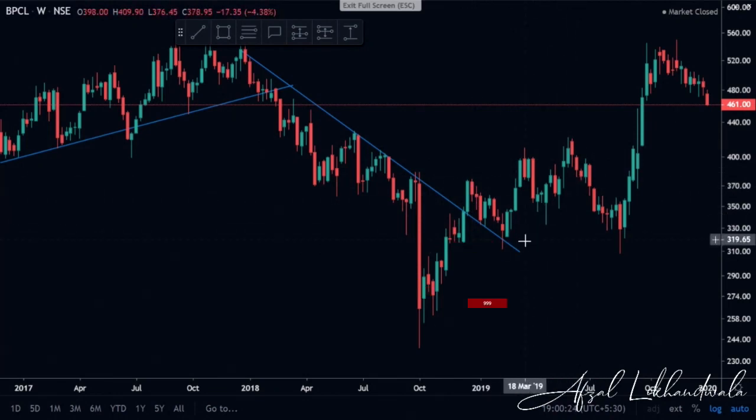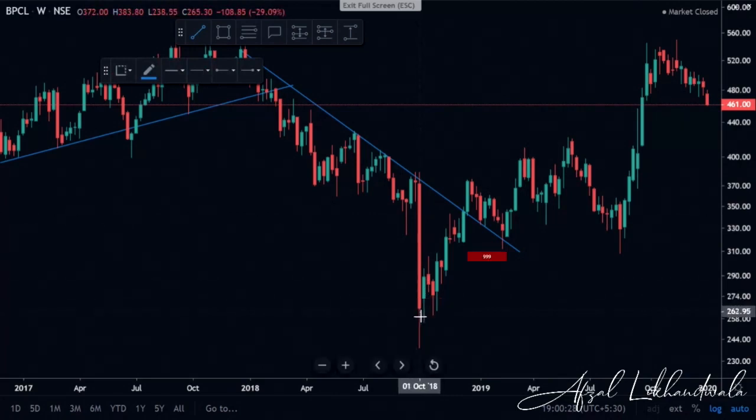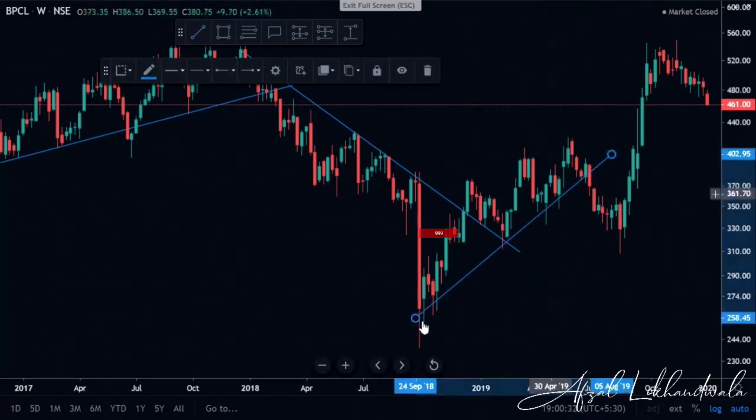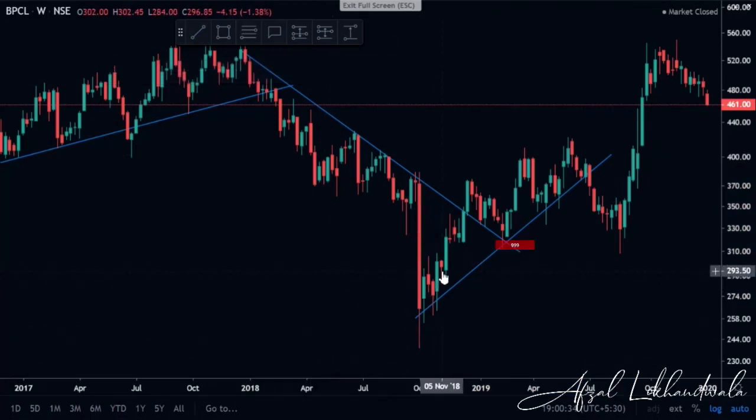Let us once again draw a trend line to represent this uptrend. So here we go, this is a nice trend line again. There are multiple rejections of this trend line. Once this trend line got broken, the price fell a little bit and then continued its upward movement.